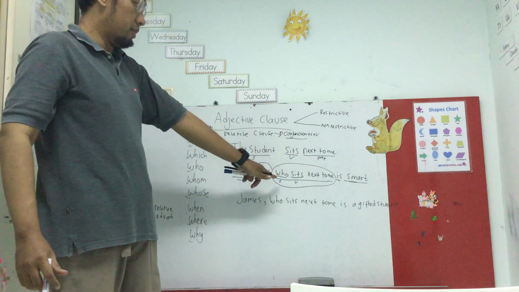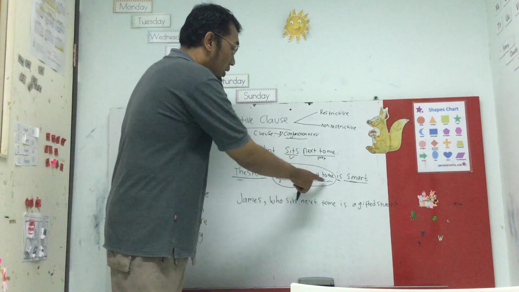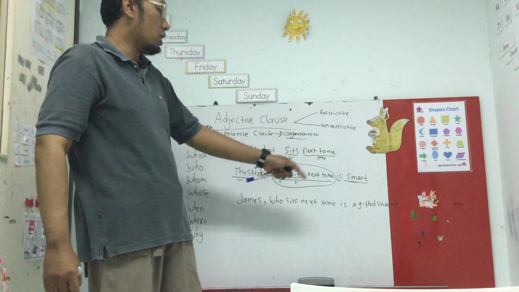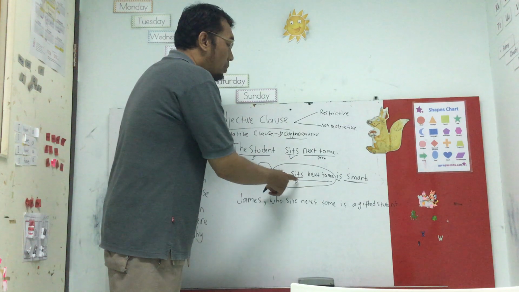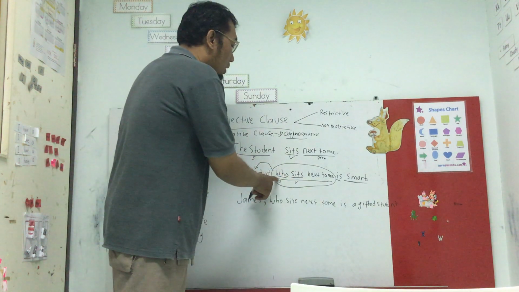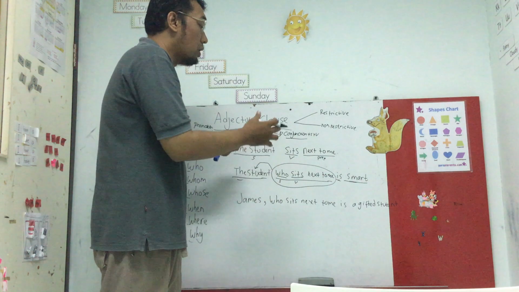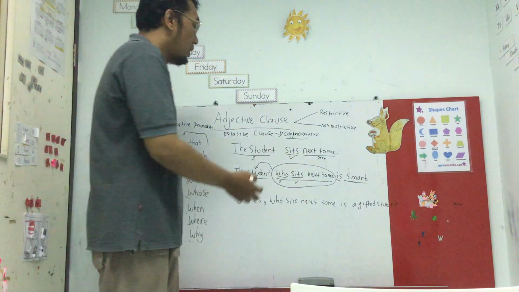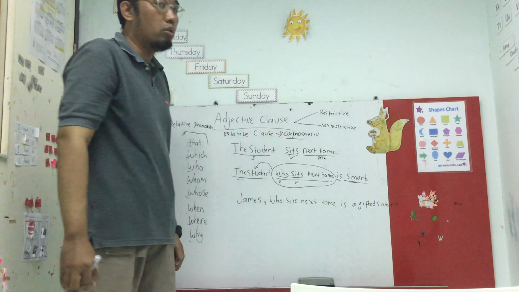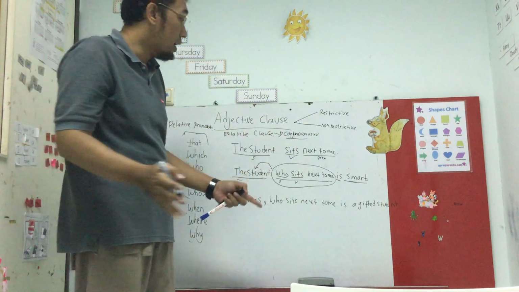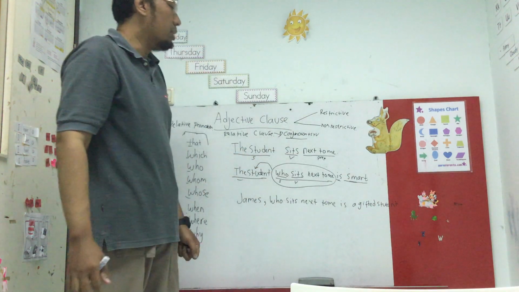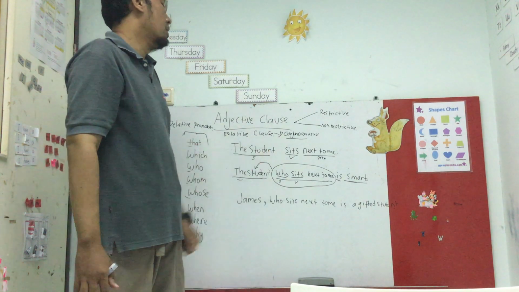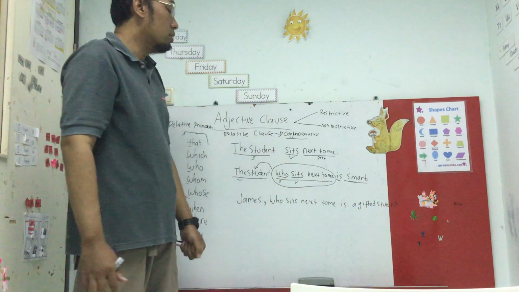Now, this kind of adjective clause is a restrictive adjective clause because it is important. It is necessary to be put here so that the readers would know which student it is. And since it's restrictive, we don't have to put a comma. There's no comma over here because this is necessary information. It's a must to explain about the student.